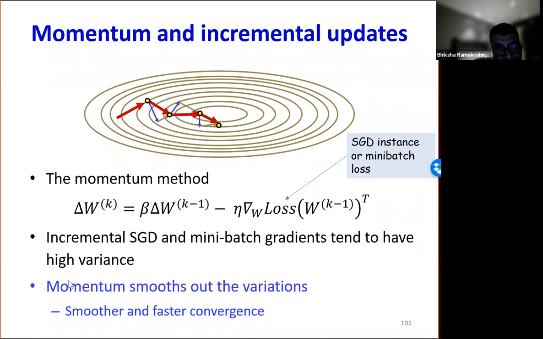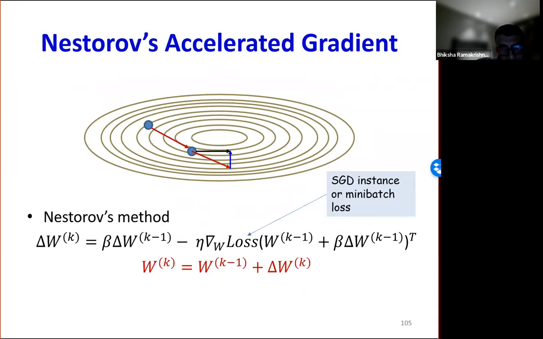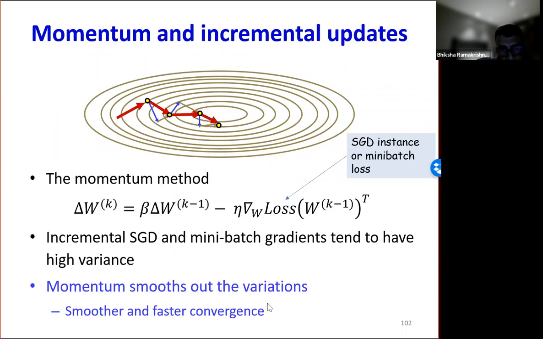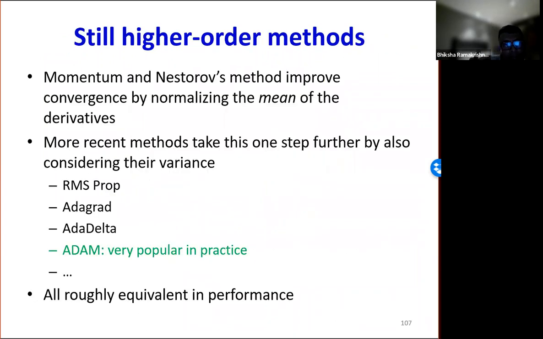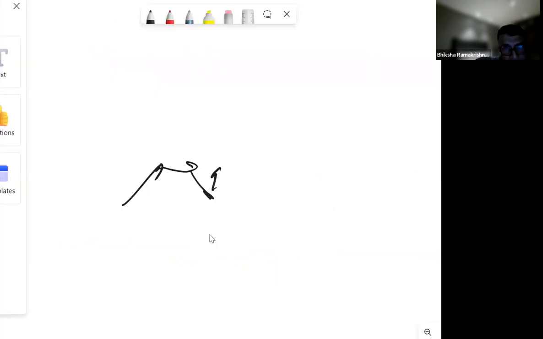In either case, what happens is momentum is kind of smoothing out the variations to result in smoother and faster convergence. But then, so is Nesterov. The only difference between what we showed here and what we showed in the last class is this gradient, whether it's momentum or Nesterov, that's going to be computed on a single instance or on the mini batch, depending on whether it's SGD or mini batch. Now, momentum and Nesterov improve convergence by normalizing the mean of the derivatives, right?